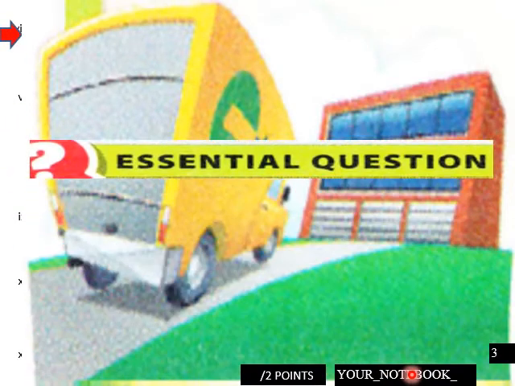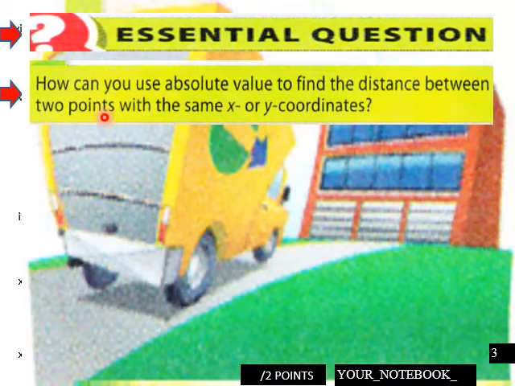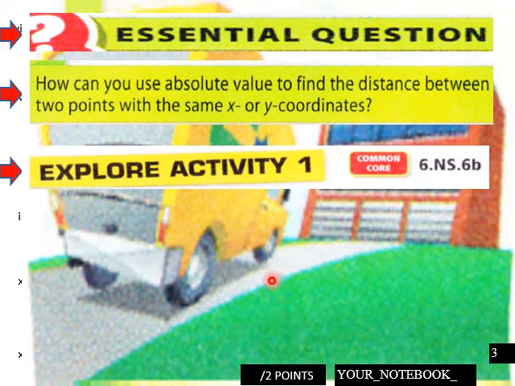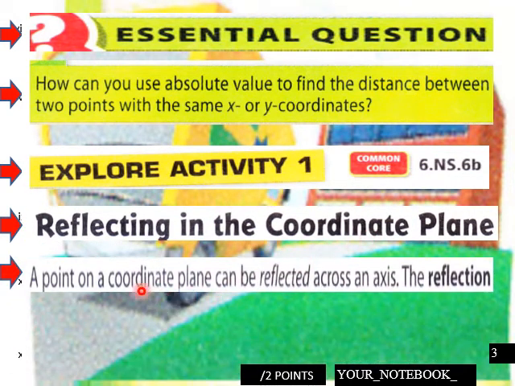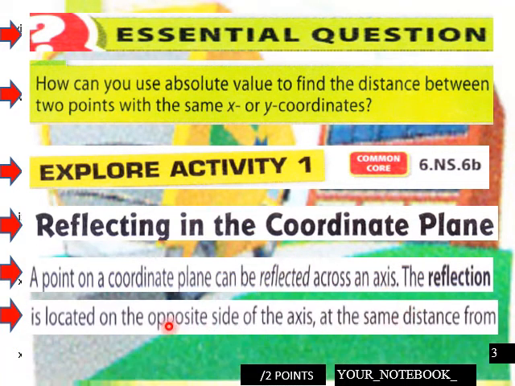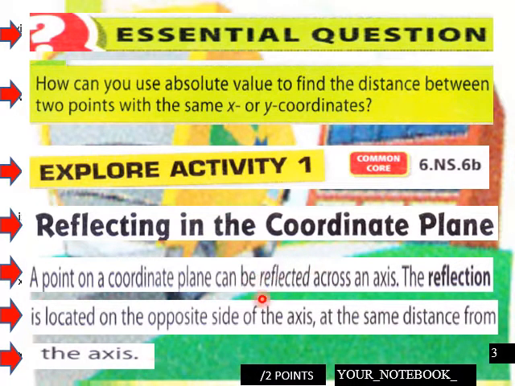Page 3, notebook students. This goes in your notebook. Essential question: How can you use absolute value to find the distance between 2 points with the same x or y coordinates? Explore activity 1, reflecting in the coordinate plane. A point on a coordinate plane can be reflected across the axis. The reflection is located on the opposite side of the axis at the same distance from the axis. So that would be a reflection in an axis.